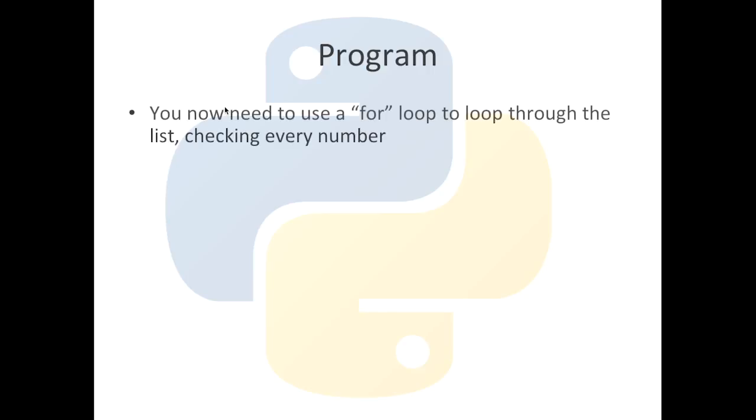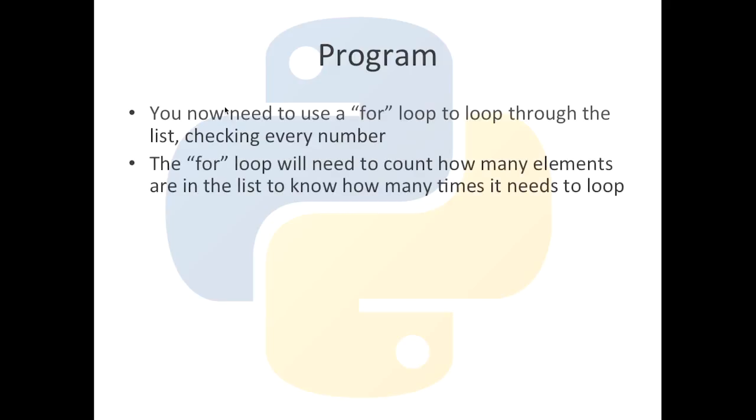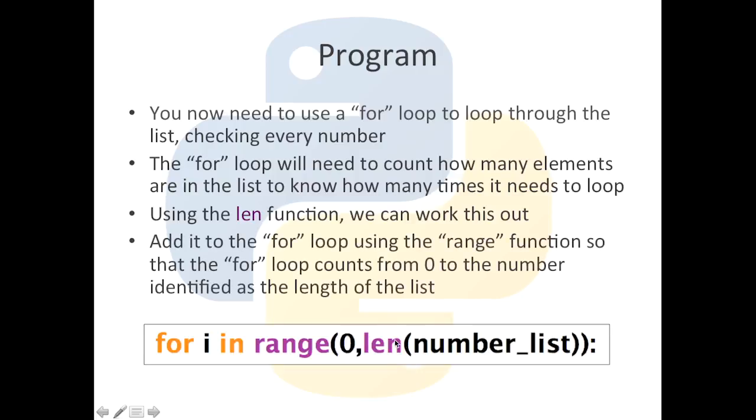We're going to need a for loop to loop through the list, checking every number as it goes. The for loop will need to count how many elements are in the list to know how many times it needs to loop. So we can use the len function to work this out. The len function simply calculates the length of the list or anything else that we apply it to. So we're going to use the length function to count the number of elements, or the length of number list, to set this number here, and then we'll count from 0 to that number.